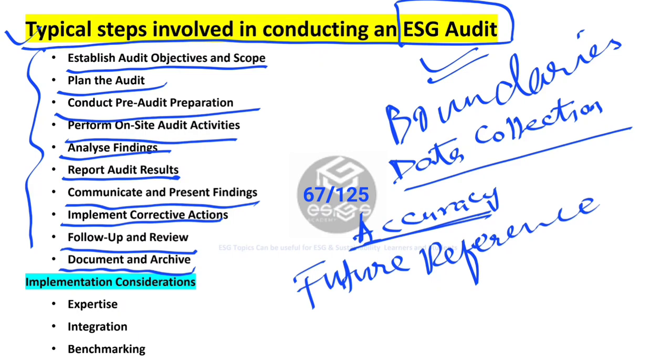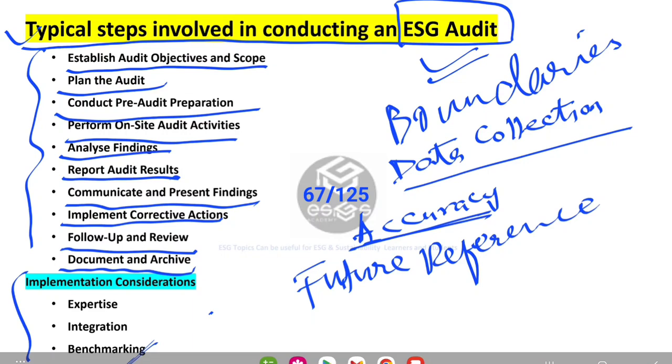Archive the audit documentation in accordance with organizational policies and regulatory requirements. So what will be the implementation considerations like expertise, integration and benchmarking? We need to engage qualified auditors or consultants with expertise in ESG audit and compliance. We need to integrate ESG audit findings and recommendations into broader organizational strategies and sustainability initiatives. Also, we need to conduct certain benchmarking studies against industry peers, best practices to drive continuous improvement.